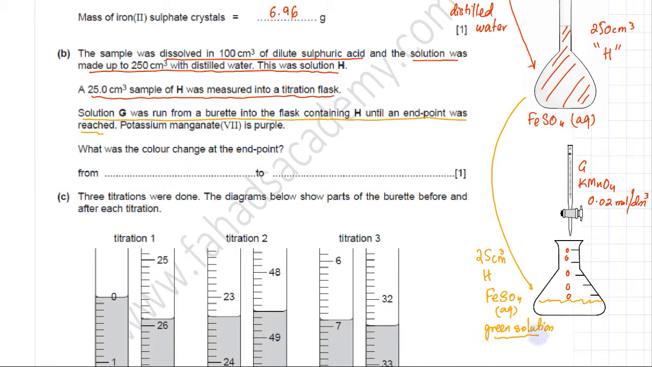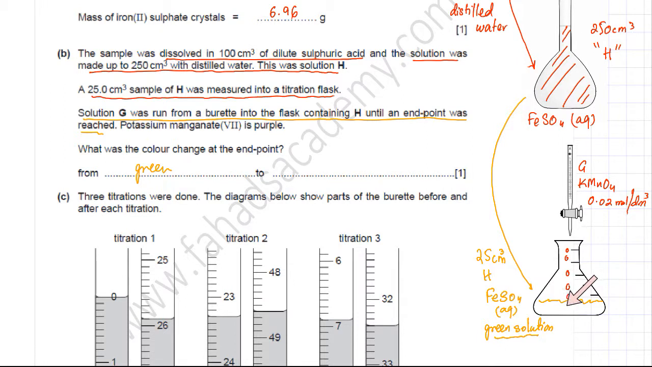So initially this flask contains this green solution. Your initial color is that the solution is green. And when you start adding KMnO4, which is purple colored, what happens is that when it reacts, it changes from purple to colorless. So as long as there is FeSO4 present in this flask, this purple KMnO4 falls into the flask and it goes colorless.